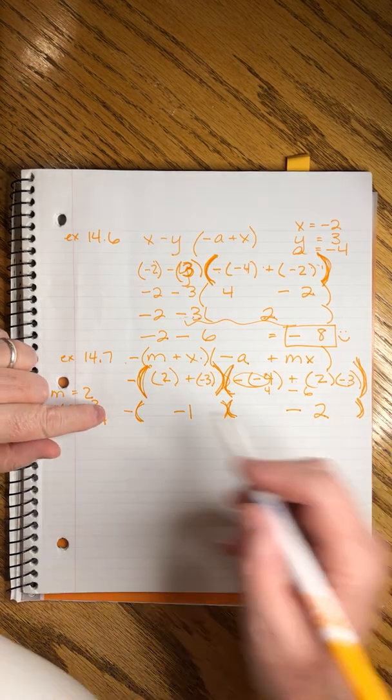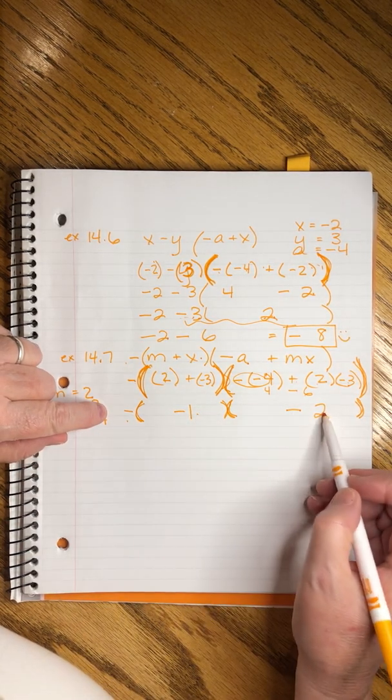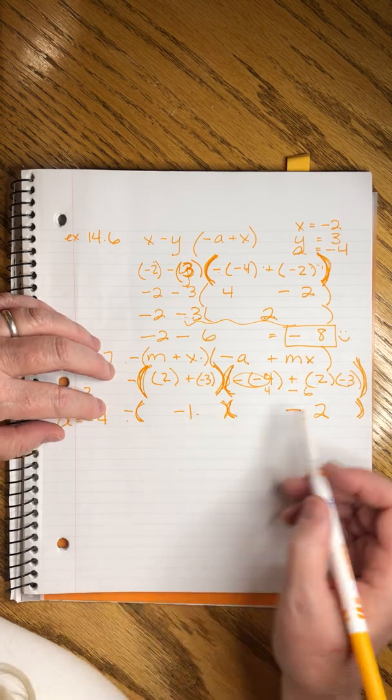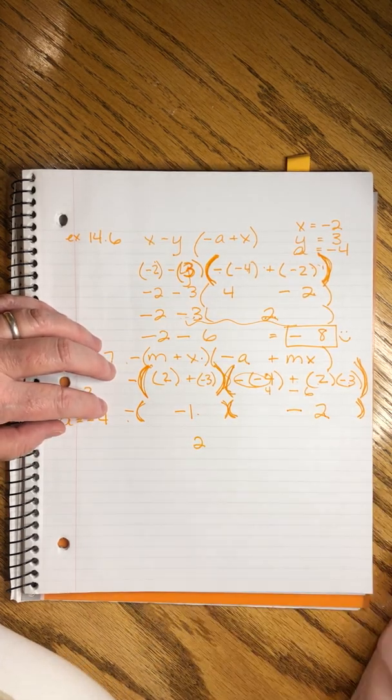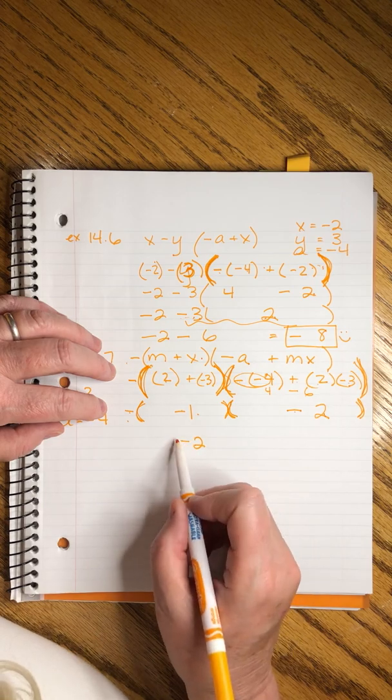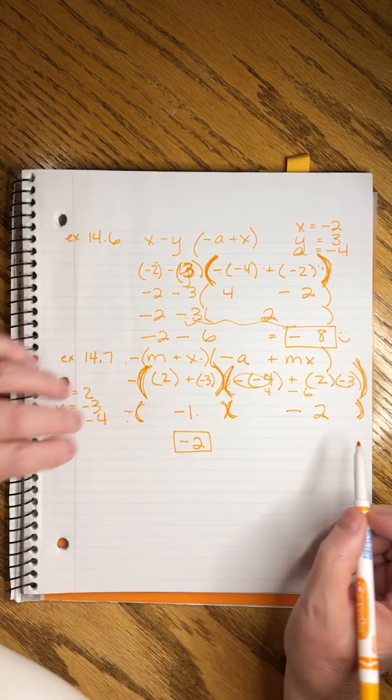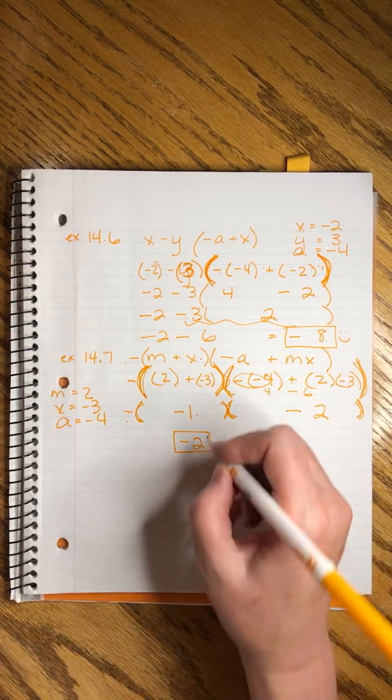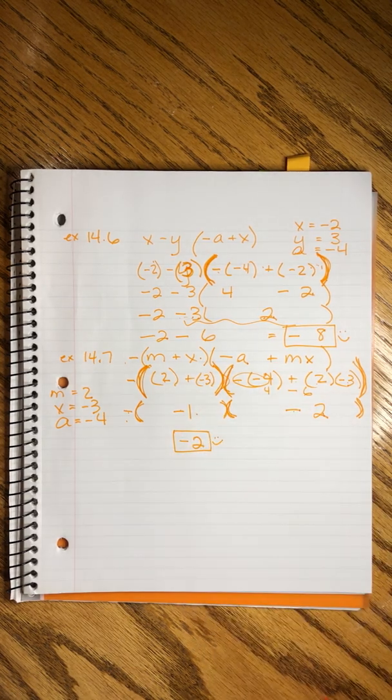And now I'm ready to multiply all of this together. There's no addition anywhere. So 1 times 2 is 2. I do the number first. And then there's 1, 2, 3 minus signs. Odd number. We end up with negative 2. Yay. Last one. Ready?